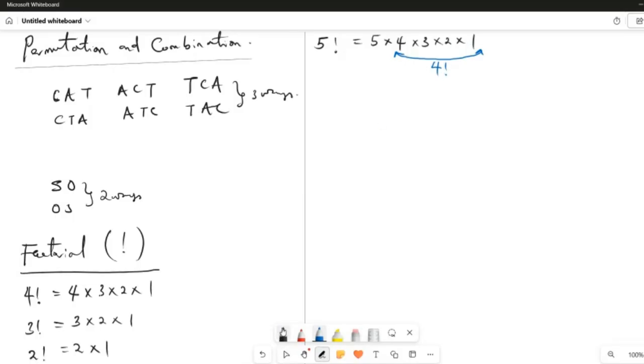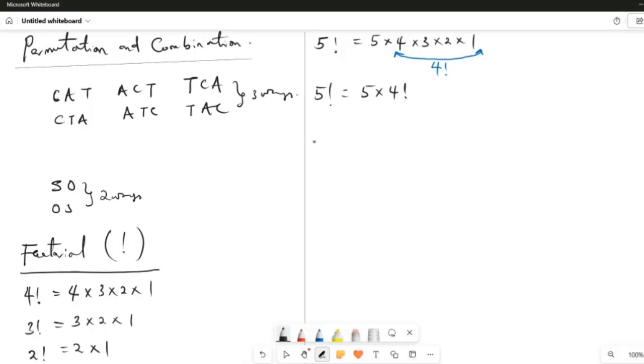So it means I can rewrite 5 factorial as 5 multiplied by 4 factorial. I hope that's clear. That's if I need it. Or it can also be 5 times 4 times 3 factorial. Does that make sense? So this is what factorial is all about.